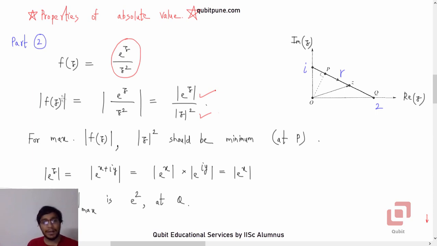If you are looking for the maximum value of mod f of z, the denominator should be minimum. Now what is the denominator actually representing? The denominator is actually representing the square of the distance of that point on the z plane from the origin. So this is minimum at point P on the line where OP is perpendicular to gamma. One observation.